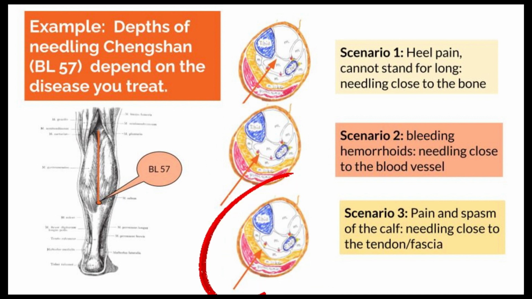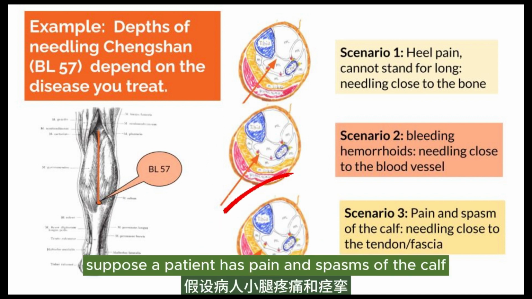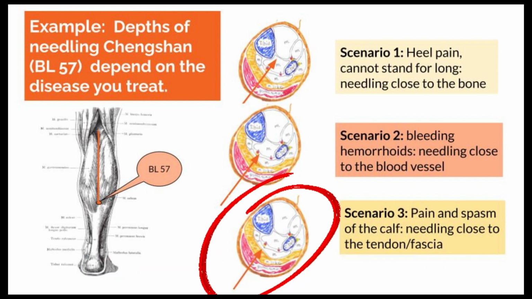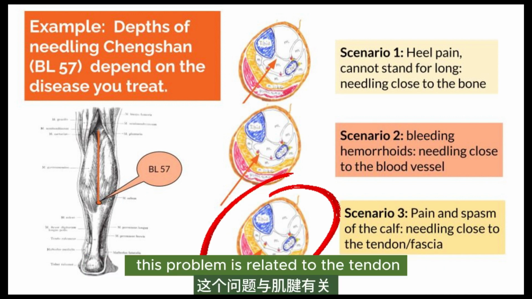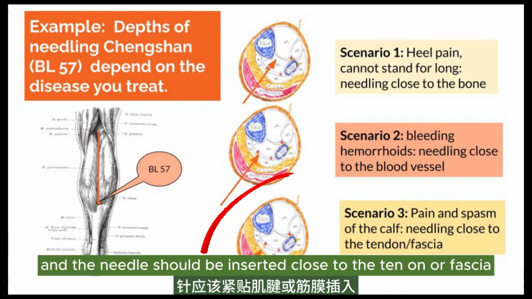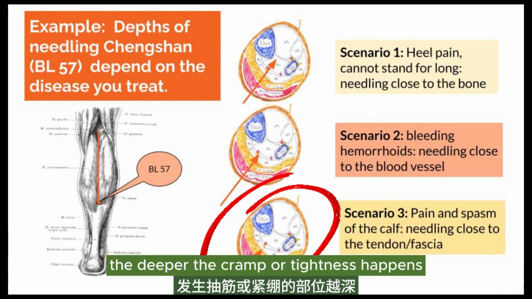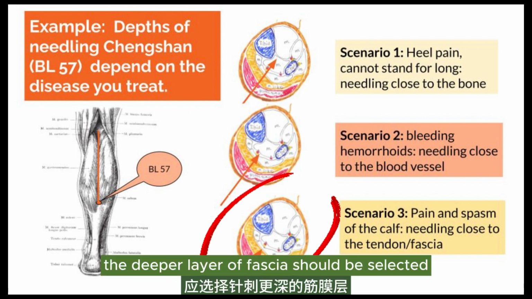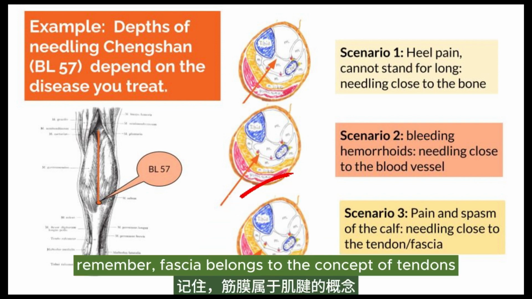Scenario 3. Suppose a patient has pain and spasms of the calf. This problem is related to the tendon, and the needle should be inserted close to the tendon or fascia. The deeper the cramp or tightness happens, the deeper layer of fascia should be selected. Remember, fascia belongs to the concept of tendons.